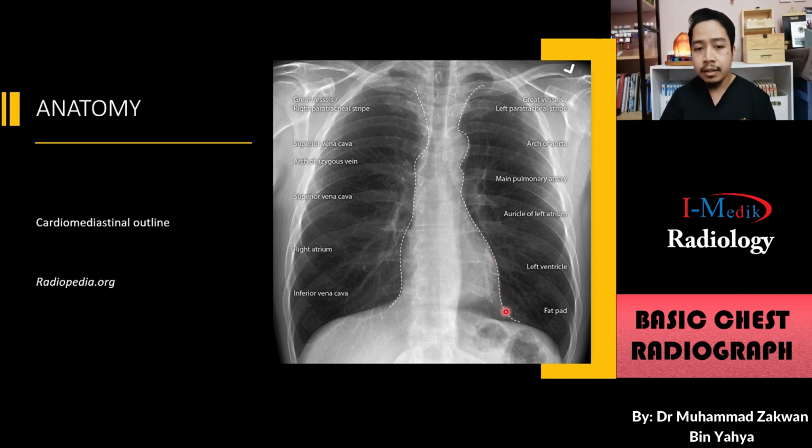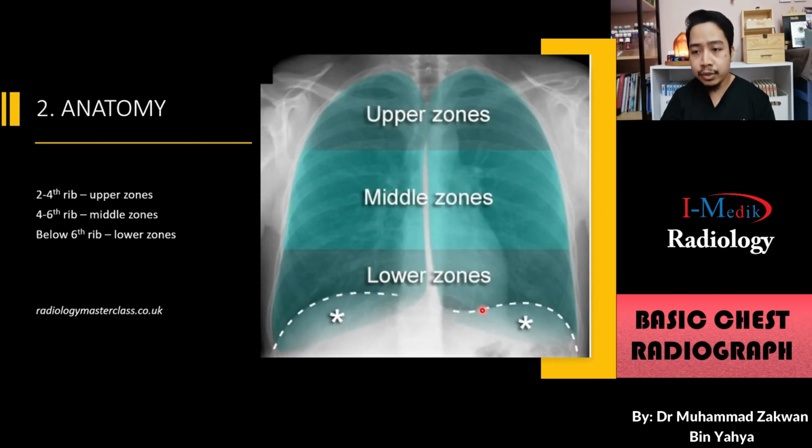Then regarding the anatomy, we will be dividing the lung field into upper zone, middle zone, and lower zone. Later I will talk about the lung apices. We take the upper zone from the 2nd to 4th rib, and then the middle zone from the 4th to 6th rib, and below the 6th rib we will call it the lower zone.